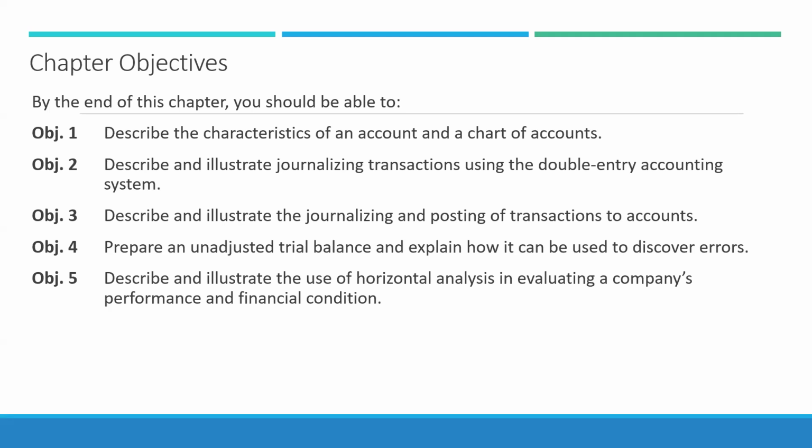And then journalizing and posting the journal entries to the chart of accounts, which is totaling up all the transactions. And preparing an unadjusted trial balance, which lists the ending balances at the end of the period of all of the accounts. And preparing a horizontal analysis to evaluate a company's performance and financial condition, which is more to do with ratios and analyzing how is the health of this business and things like that.